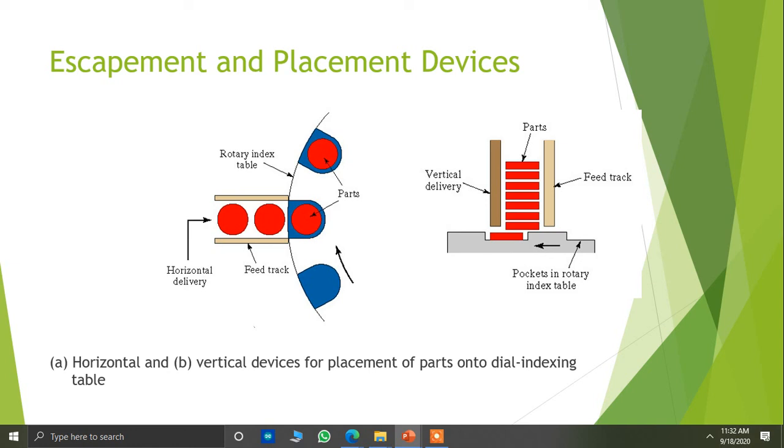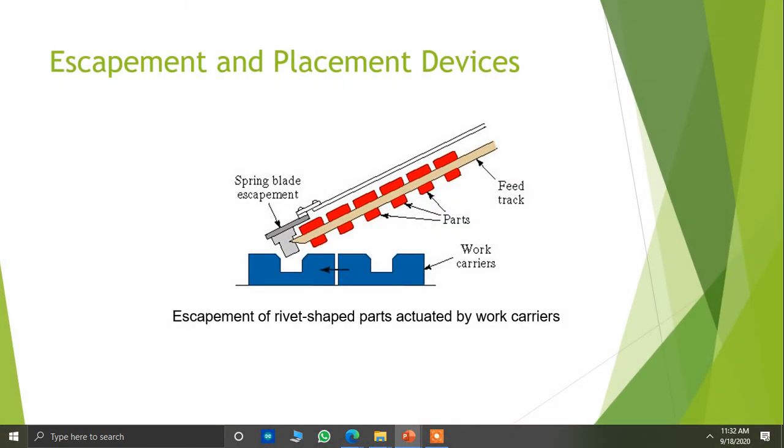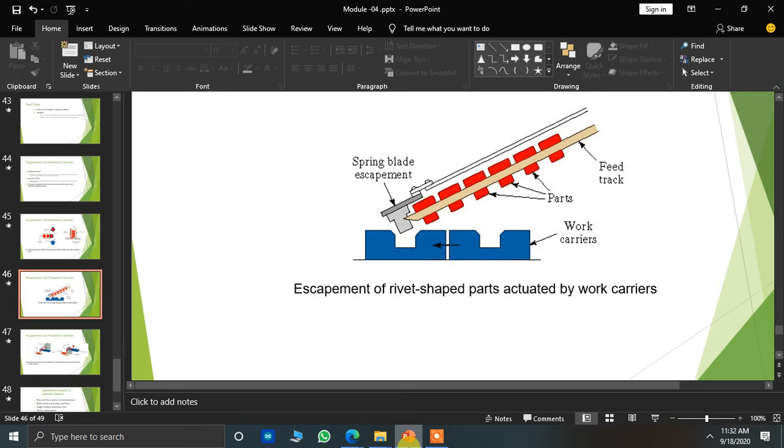And you have vertical devices. There is a stack of components where each component will drop. This is used especially in biscuit manufacturing or some food manufacturing where you have a pellet sort of arrangement. Let us have some videos regarding this, and we'll discuss the escape and placement cell later on, after the video description.